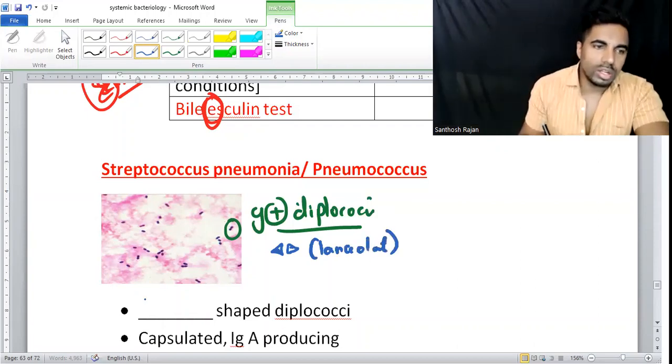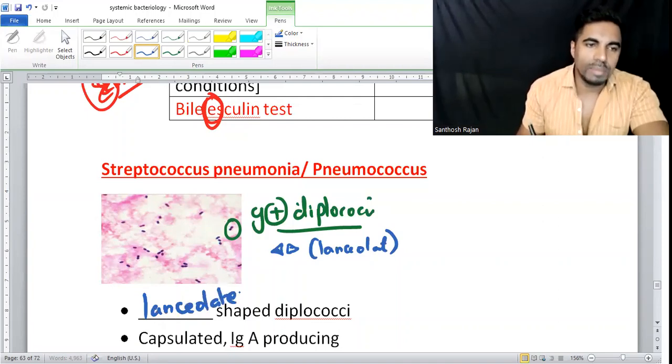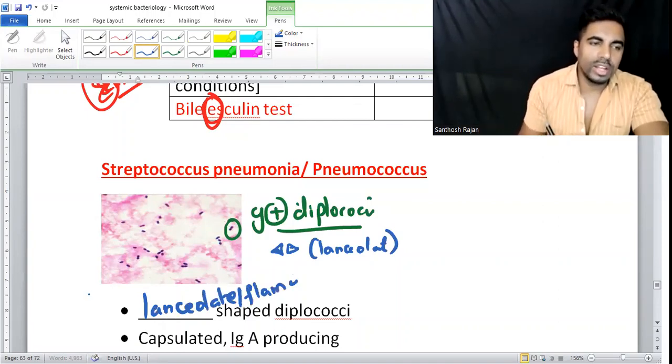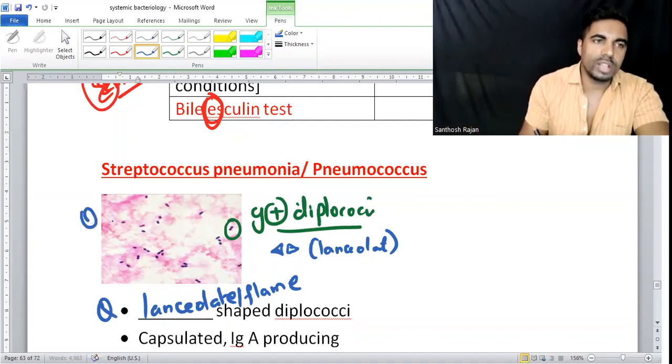Lanceolate. Iska lanceolate shape bolte hai, aur flame shaped bhi bol sakta hai. Flame shape. Both are right and both are questions. Ye picture bhi aapko aa sakta hai exam mein.